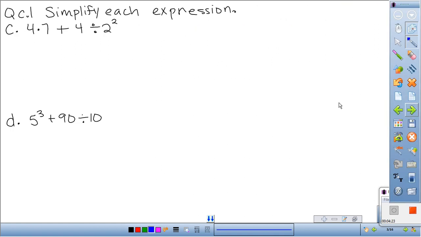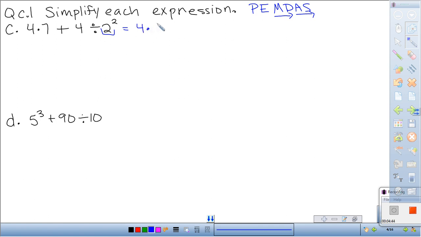Let's look at a couple more. Quick check 1, simplify each expression. Again, we're following PEMDAS. Remember that we always work multiplication, division left to right, and addition, subtraction left to right. And looking at this first one, again, I see no parentheses or grouping symbols, so I'm going to go right to my exponents. Leave everything else alone. 4 times 7 plus 4 divided by 2 squared means 2 times 2, and 2 times 2 is 4.